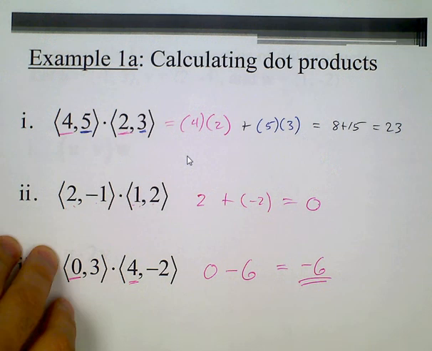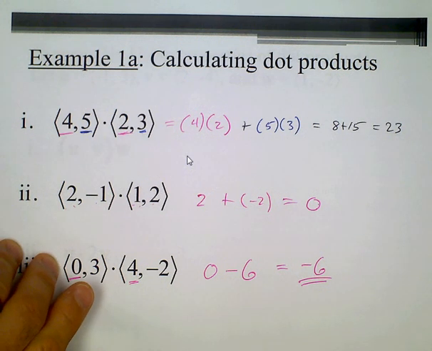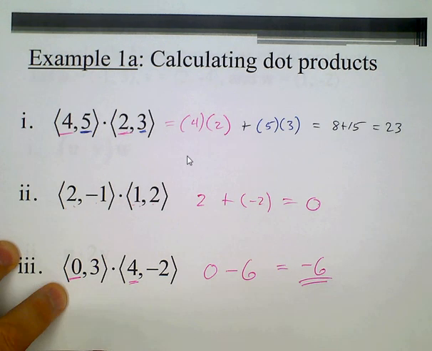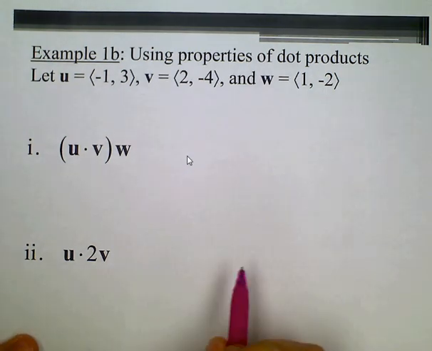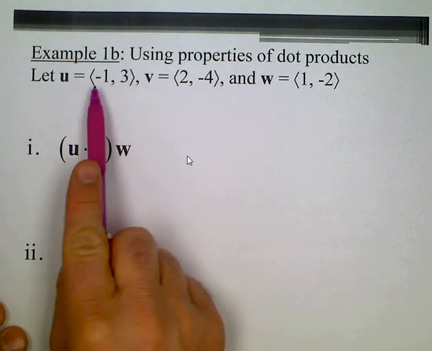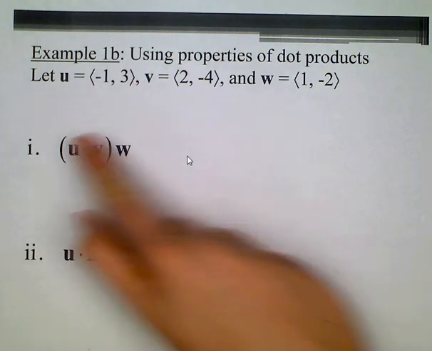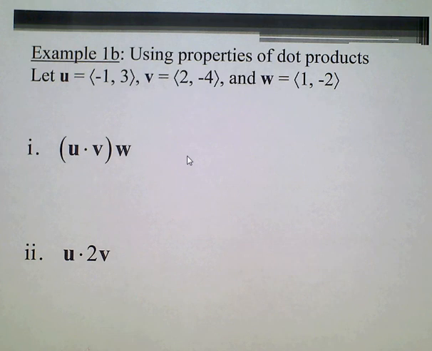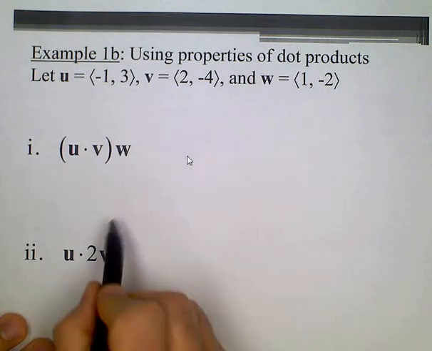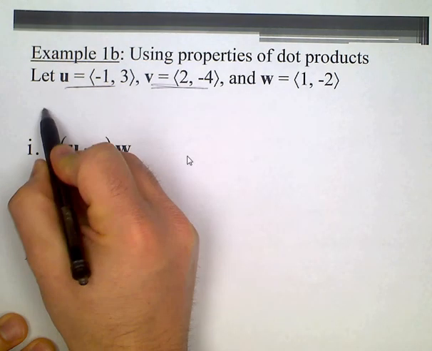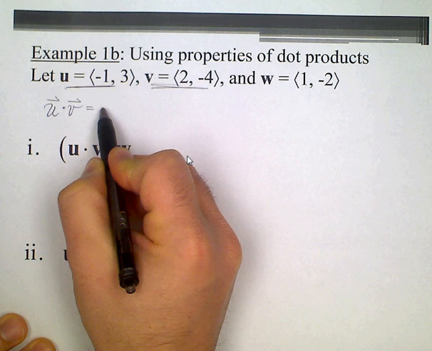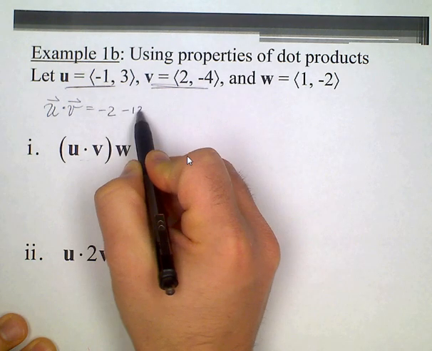Really straightforward. This process should become automatic very quickly because it will come up in a lot of different things we do over the next couple of days. So now a couple more dot product problems, using the properties this time to make some calculations. We'll start off with three different vectors, u, v, and w. You see their components listed above. Now, this one uses the dot product of u and v, so let's go ahead and find that first. The dot product of u and v is negative 2 minus 12, or negative 14.